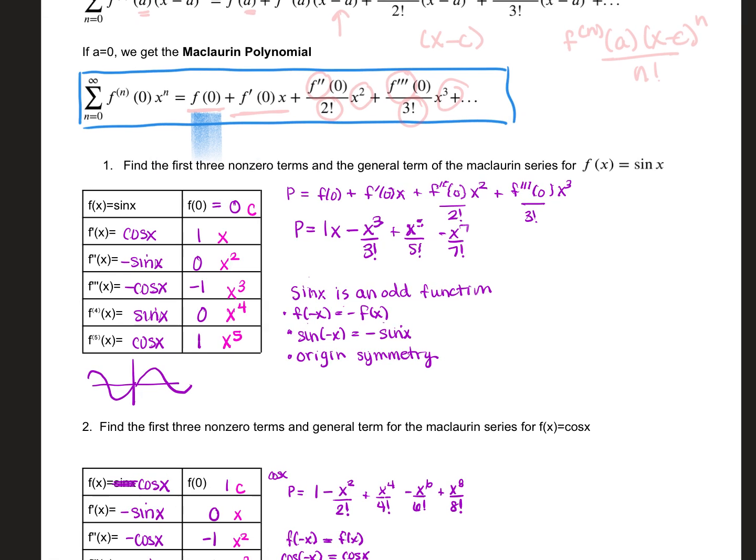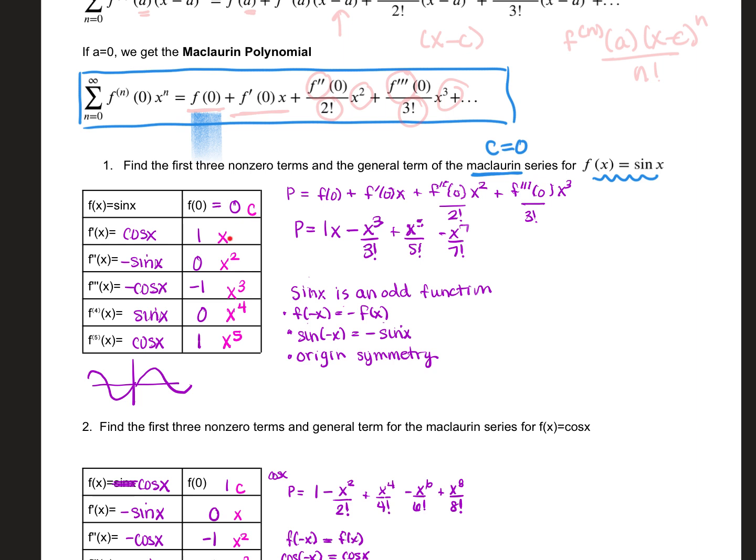So here we want a Maclaurin polynomial. Remember, Maclaurin means it's centered at 0. And we're going to find the Maclaurin polynomial for sine x. So the first thing we do is go down and take the derivative. So here we have sine x, then the derivative cosine x, then minus sine, minus cosine, it keeps following. We're going to plug in 0. So you can see that a lot of them are zeroing out.